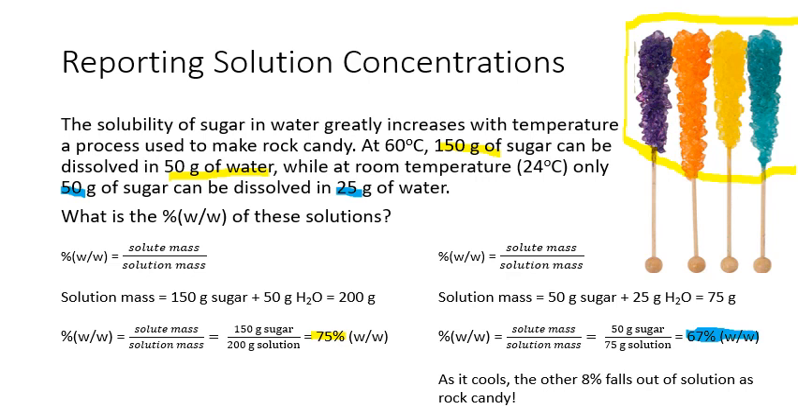So anytime you see a W/W percent, they're talking about the percent of the total weight that is the material that you're studying. So in this case, 75% of the total weight of a sugar water solution is sugar, and then as it cools down, only 67% of the total weight of the sugar water solution is sugar. So that's one type of calculation we can do, the W/W calculation.